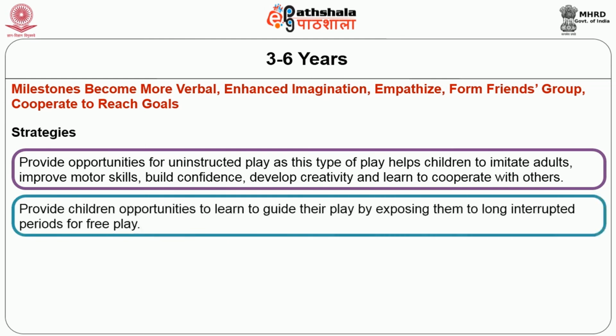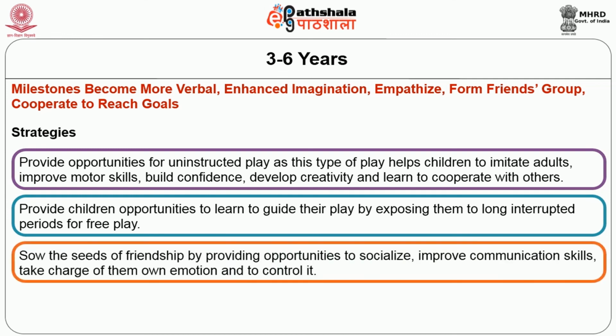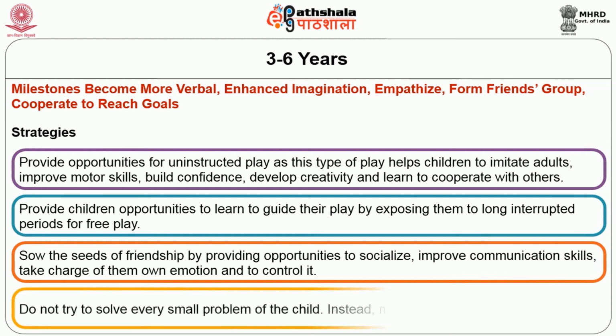The second strategy is to provide children opportunities to learn to guide their play by exposing them to long, uninterrupted periods, say 45 to 60 minutes per day for free play. Third is sow the seeds of friendship by providing opportunities to socialize, improve their communication skills, take charge of their own emotions, and to control them. Then the last strategy is do not try to solve every problem of the child.